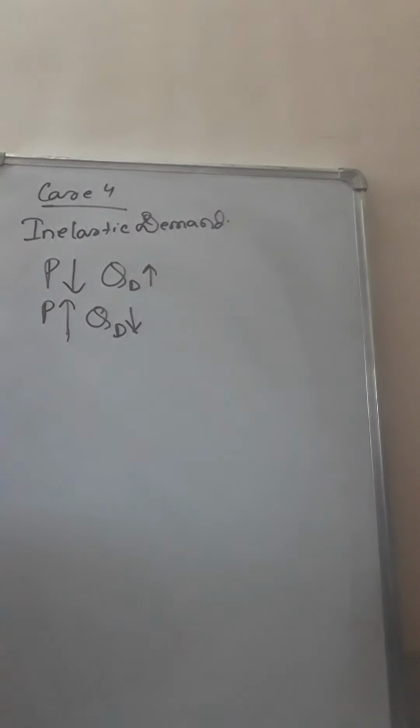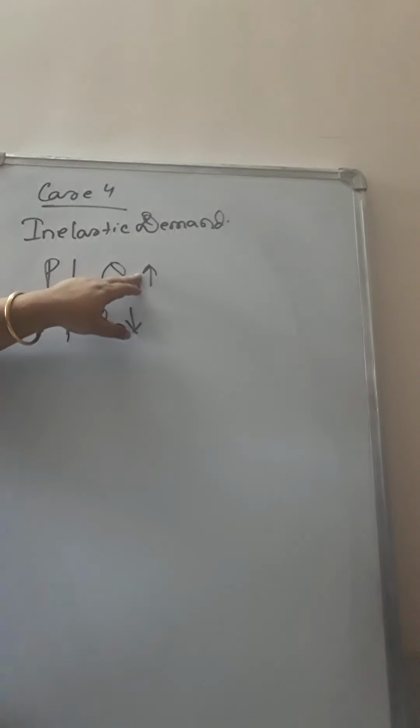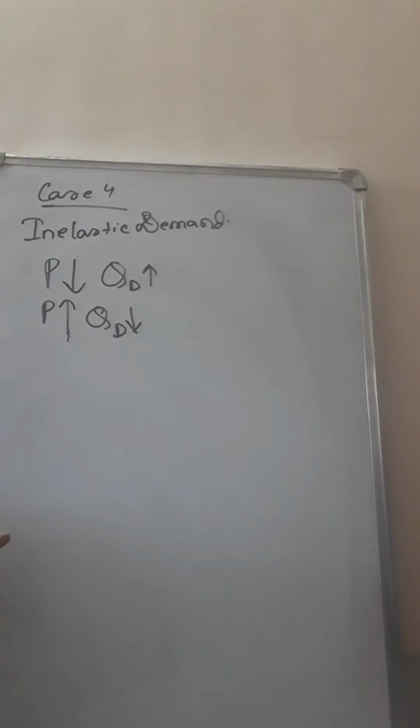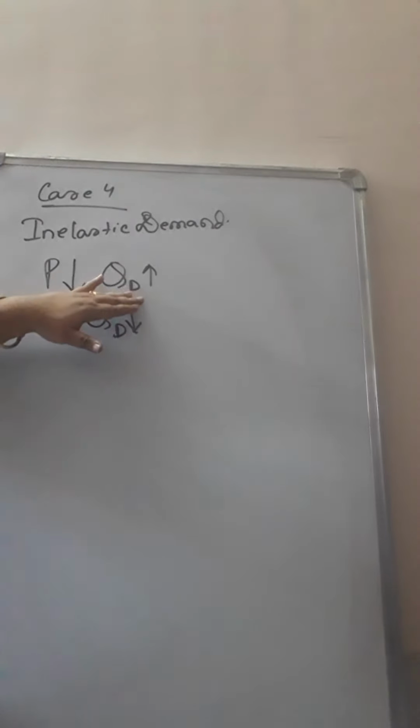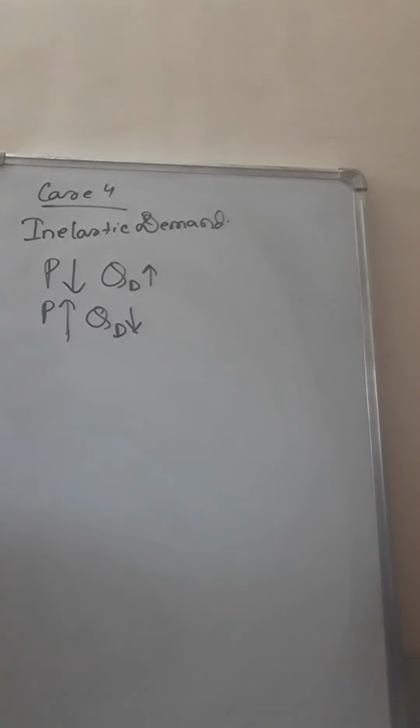So what does it indicate? Generally this happens for essential commodities. Suppose the price has fallen, like food grains, quantity demanded will increase, but can you keep on eating? You cannot increase your appetite beyond a certain limit. So you will increase your demand, but not that much. Similarly, when price rises, you demand less, but you cannot drop much because it's an essential product. It has to be present in your consumption basket. So you cannot drop your demand to that level. So this gives rise to inelastic demand.